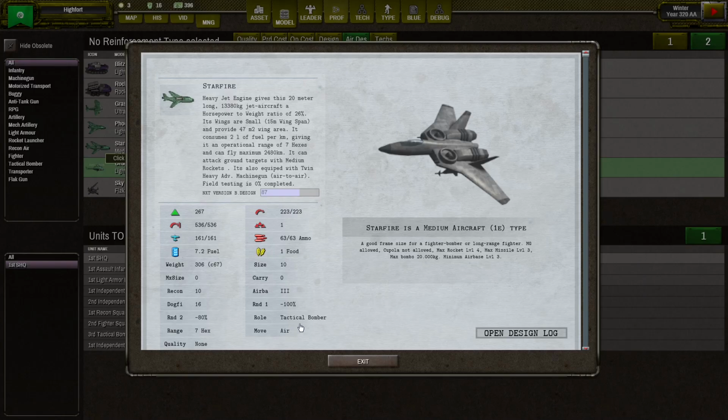Because it does not try to engage in the dogfight, and because this low dogfight will be a huge modifier for this number.